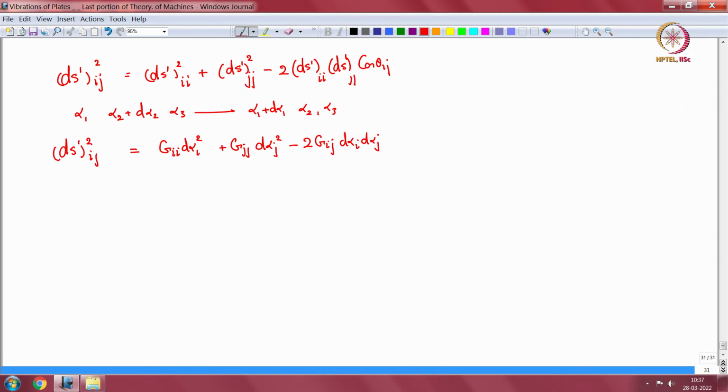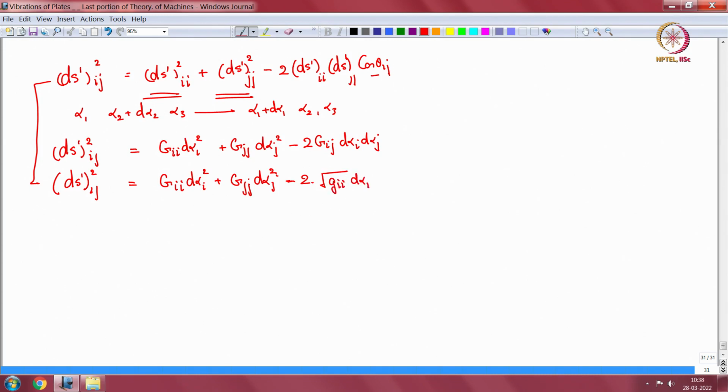Okay, so now from here if I bring it down, ds dash ij squared. ds dash ii we have seen is g_ii d alpha_i squared, and ds dash jj is g_jj d alpha_j squared, and this quantity is minus twice square root of g_ii d alpha_i, this quantity is square root of g_jj d alpha_j into cos theta.